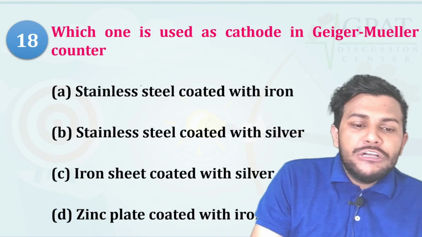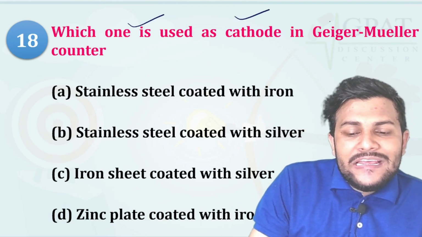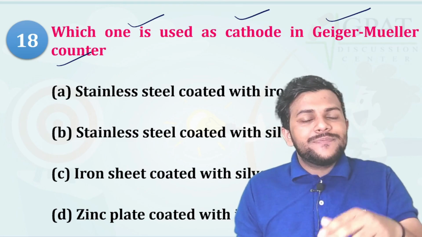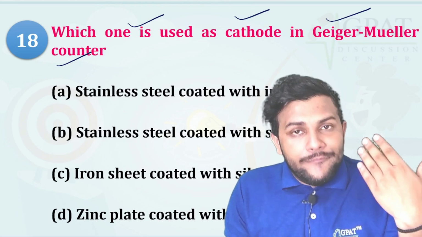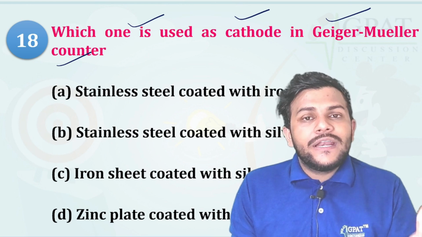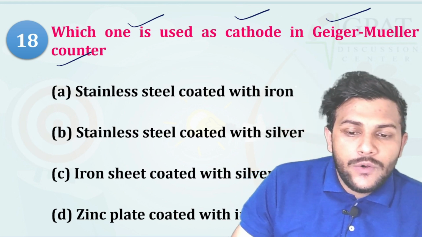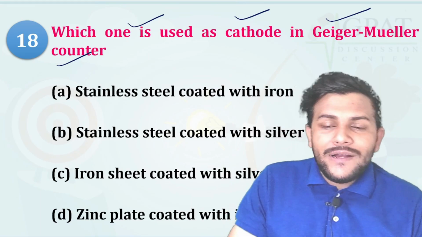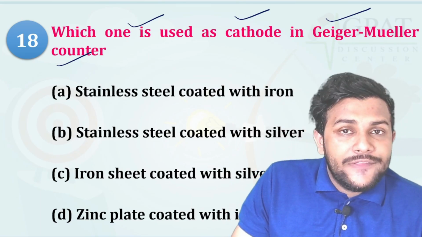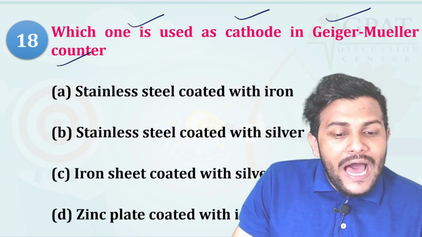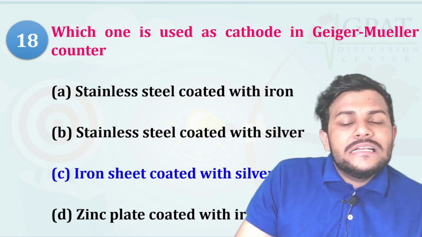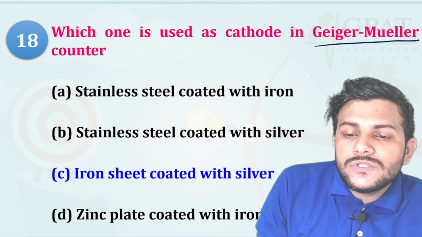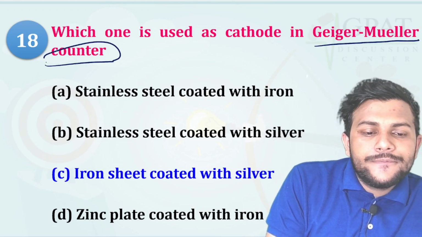Next question: which one is used as a cathode in a GM counter? The GM counter is basically a radioactive measurement instrument, for radioactive protection and production. Here the cathode tube is made up of iron and coated with silver. So an iron sheet coated with silver is used to make the GM counter.